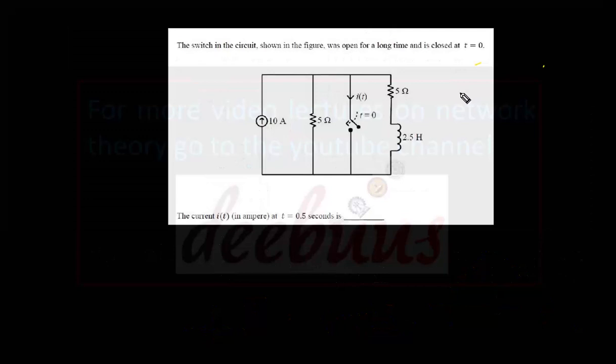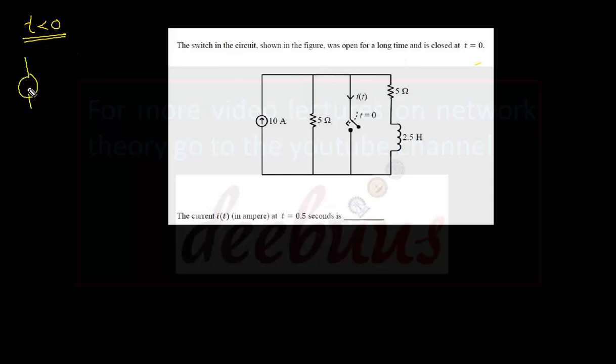Moving to the next question, the switch in the circuit shown in the figure was open for a long time and is closed at t equal to 0. We have to find the current in amperes at t equal to 0.5 seconds. So for t less than 0, I am drawing the figure. It is mentioned as open for a long time, that means steady state is attained.